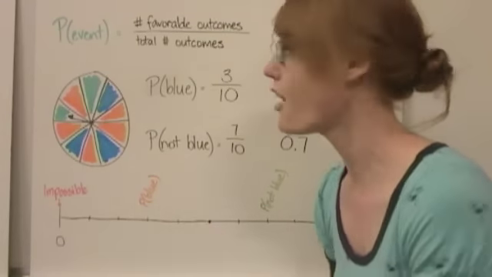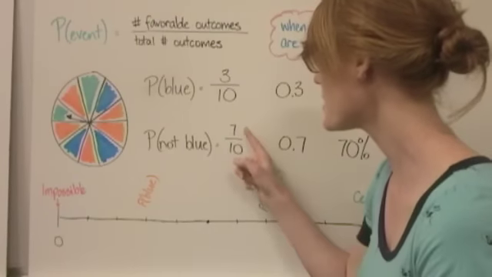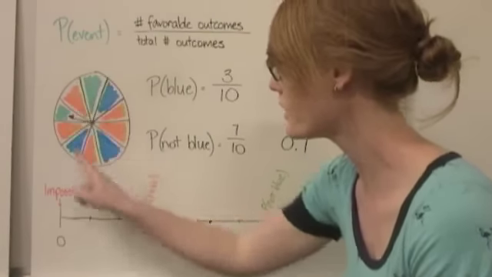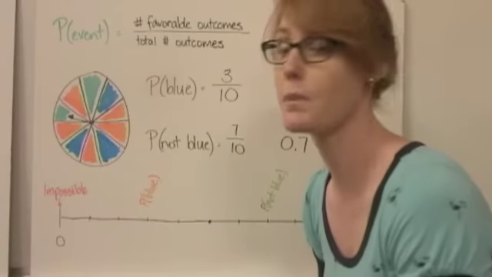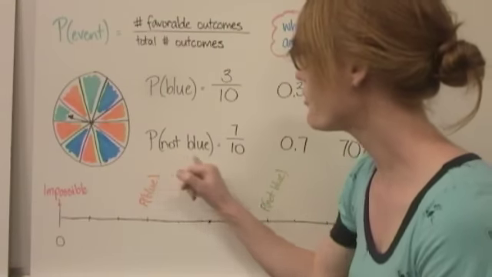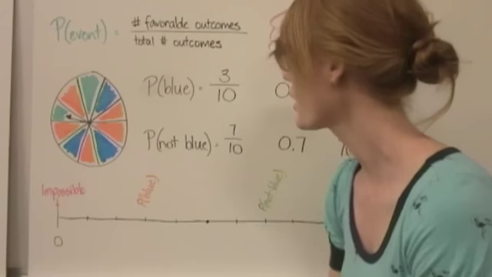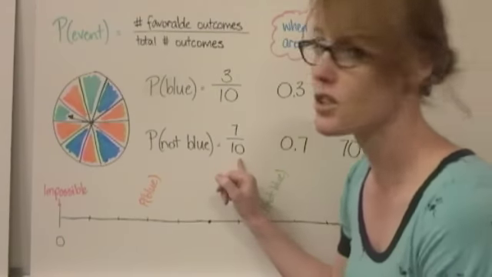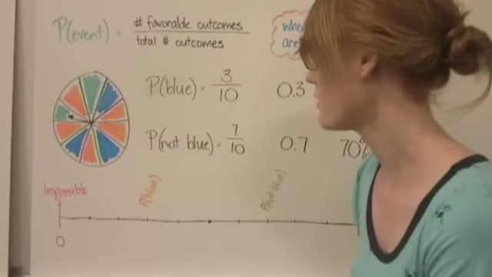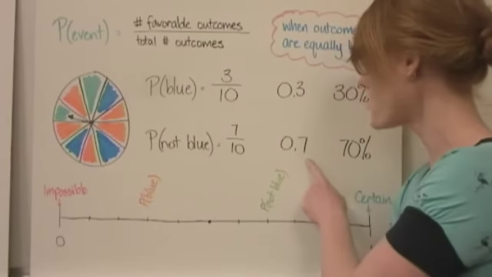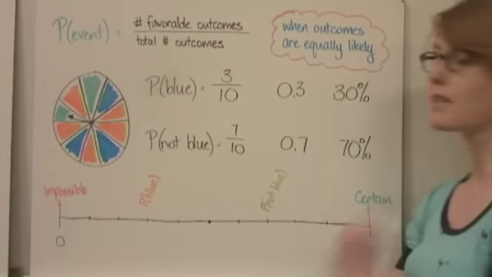The probability of not blue would be 7 on 10, because there are 7 spaces in this spinner that would be favorable for this event of not blue. And again, the total number of outcomes is 10. So 7 on 10, or 0.7, or 70%.